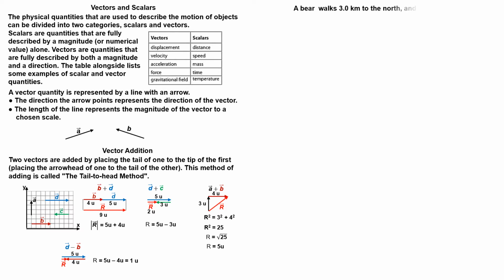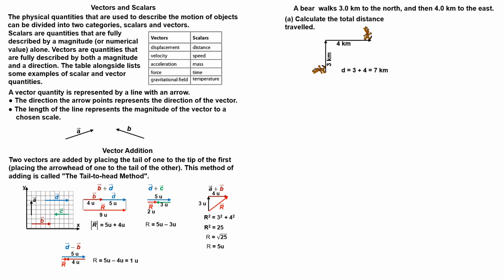A bear walks 3 kilometers to the north and then 4 kilometers to the east. Calculate the total distance traveled. In the first part of his journey, he traveled 3 kilometers, and in the second part, he traveled 4 kilometers. This gives us a total distance traveled of 3 plus 4 equals 7 kilometers.